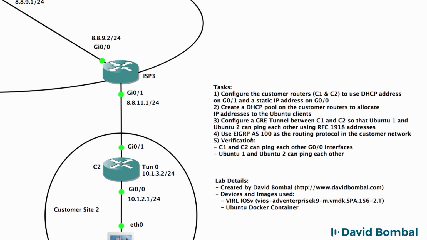Use EIGRP with autonomous system 100 as the routing protocol on the customer network. In other words, you're only going to run EIGRP on interfaces in network 10.x.x.x. Now to verify, make sure that the customer routers can ping each other on gigabit 0/1 as well as gigabit 0/0, and then verify that Ubuntu 1 and Ubuntu 2 can ping each other.